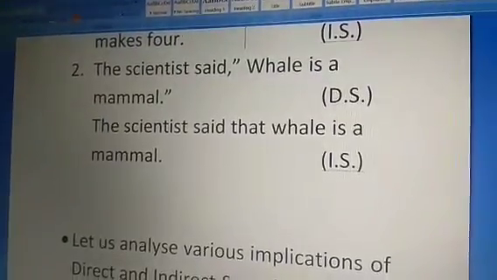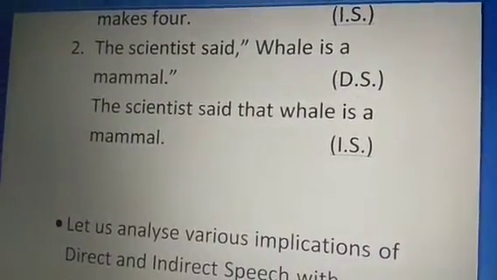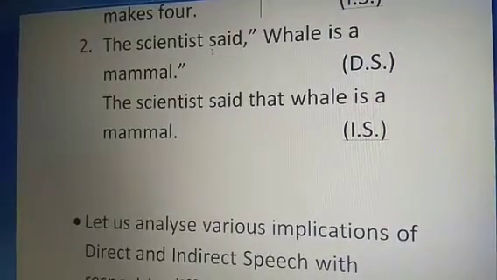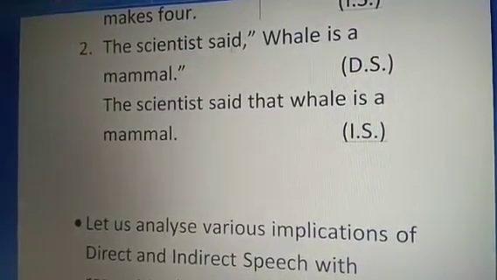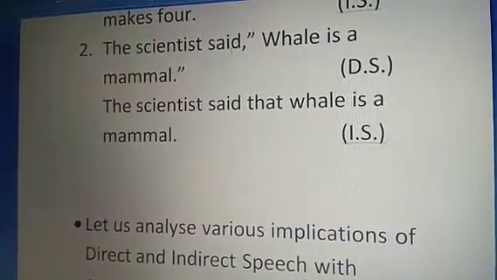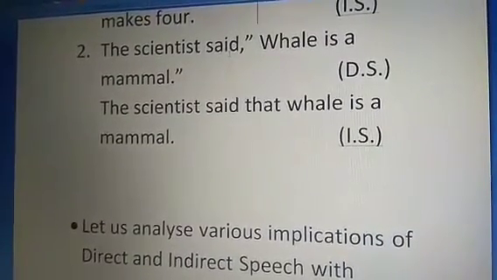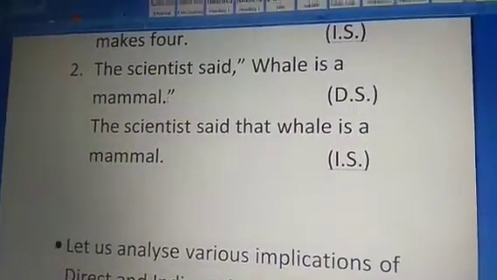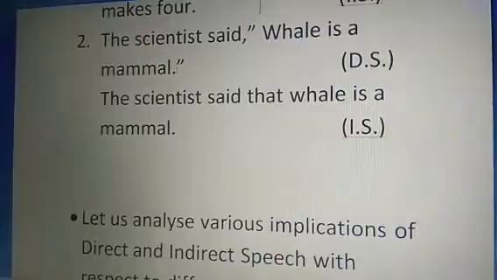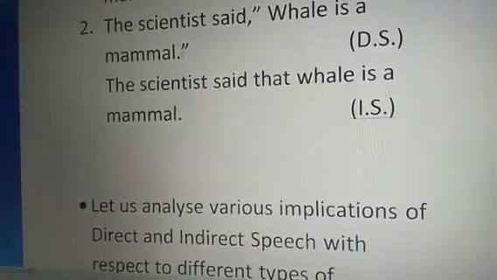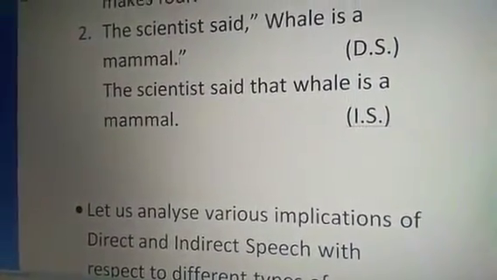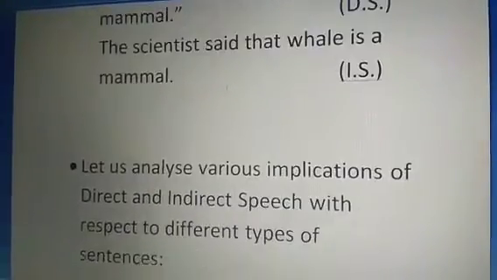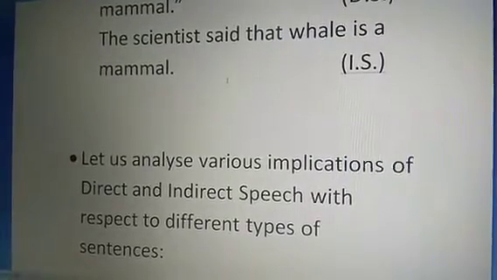Now, the next example is, the scientist said whale is a mammal. And this one is a direct speech. Now, this said is the reporting verb, which is in the past tense. But as far as the reported speech, whale is a mammal, is concerned, this one is a scientific truth. Hence, it will not be changed. It will remain the same. And when this direct speech is converted into indirect one, it reads like, the scientist said that whale is a mammal. And this is all, students.